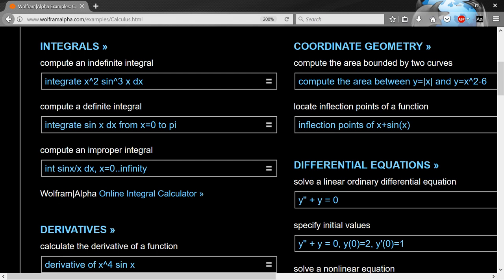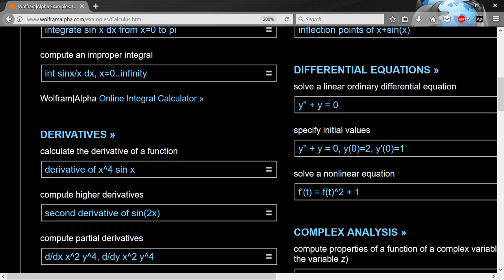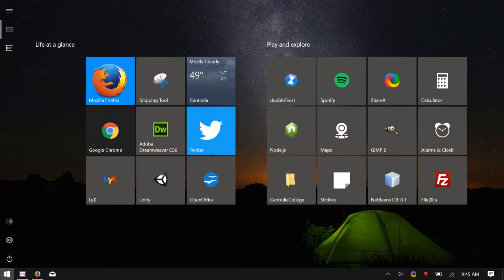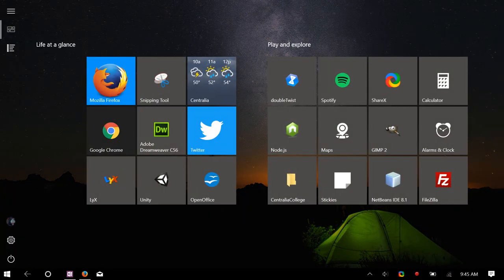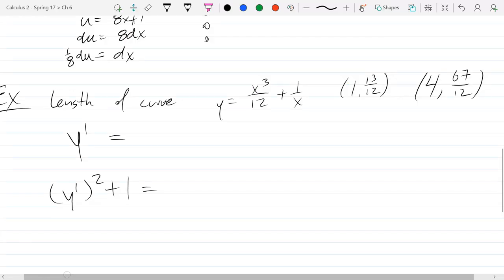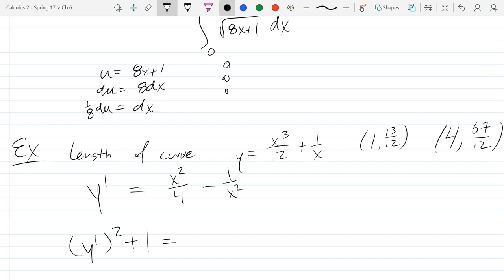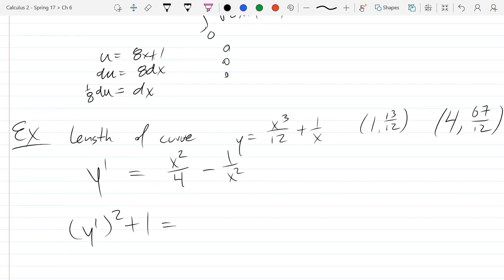So just to warn you, Wolfram is very powerful. So it can allow you to completely avoid learning any calculus while doing your homework. You don't want to use it like that. Well, you shouldn't want to. Any questions on y prime?